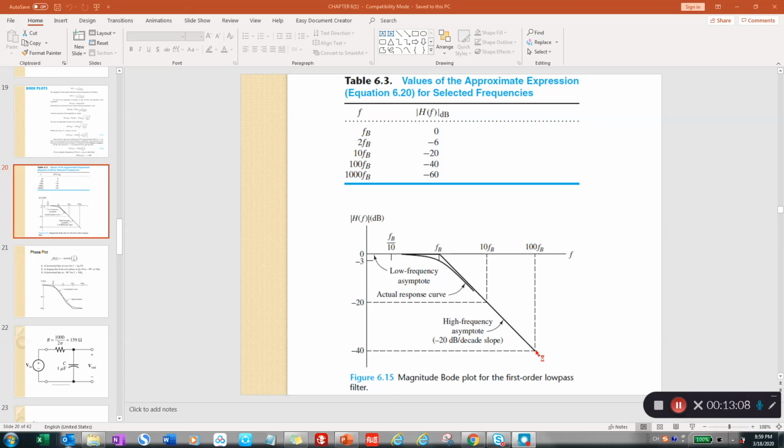Then our amplitude plot of the Bode plot is, in fact, combined from these 2 line segments. One is where the frequency is less than FB, equal to 0. The other is where the frequency is higher than FB, then you are going to have a straight line which has a slope of -20 dB per decade.